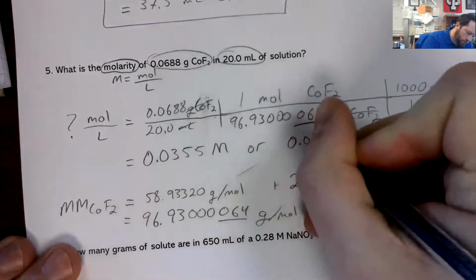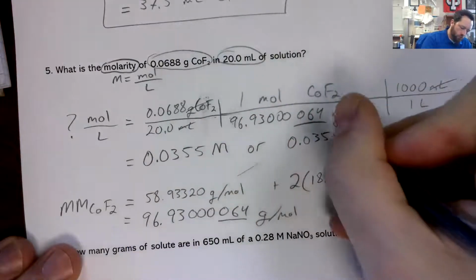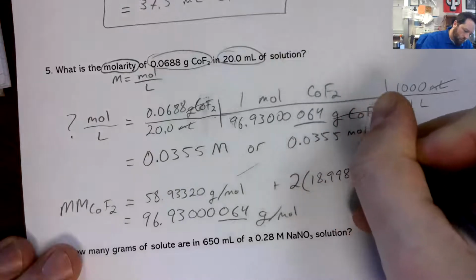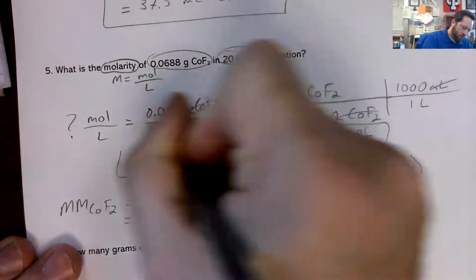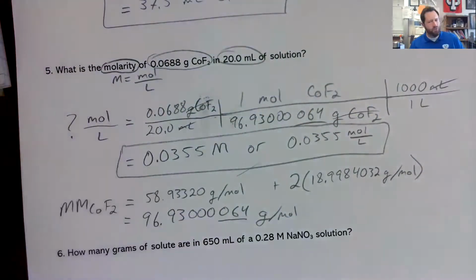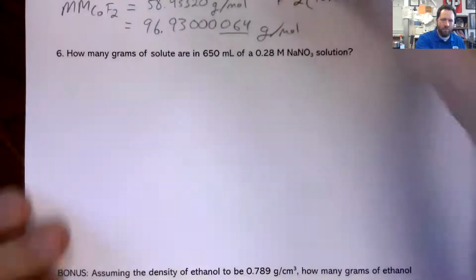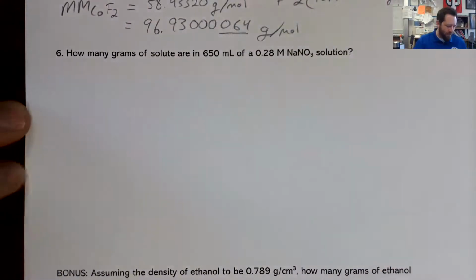Or if you prefer, 0.0355 moles per liter. Either one of these, a perfectly fine answer. You do not have to give me both. Just one will do. And we're moving right along. We're on to problem number 6, the last problem on your homework tonight.